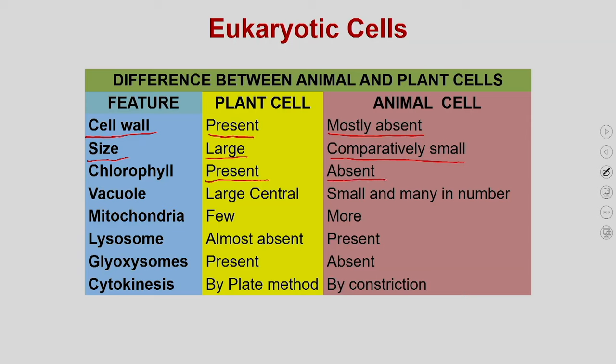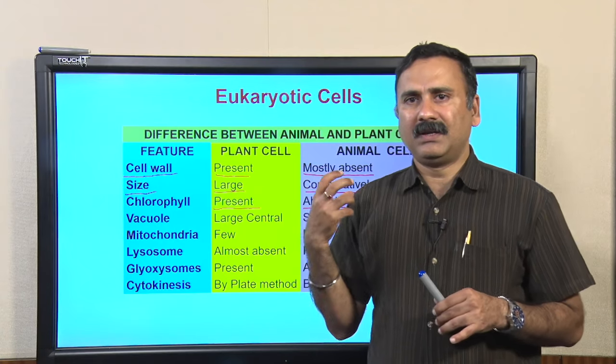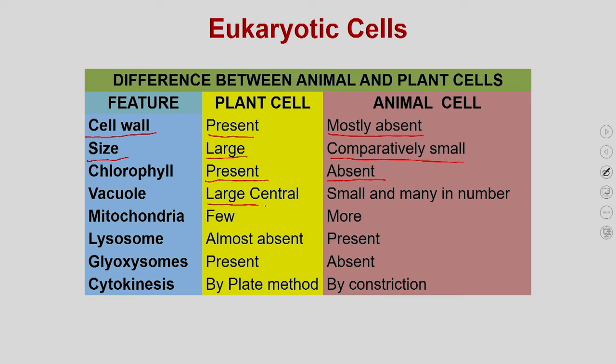The vacuoles are the spaces which are present in the eukaryotic cell. The vacuoles are very large in the case of the plant cell, while in the animal cell they are very small, as well as very few in number. Mitochondria is the energy producing organelle which is present in the eukaryotic cell, and its number is very few in the plant cell compared to the animal cell, which contains a very large number of mitochondria, because animal cells are energetically more active, and they require more energy for their metabolic as well as other kinds of activities.